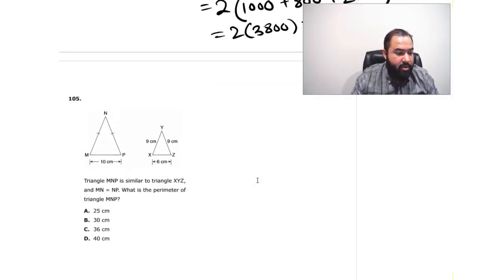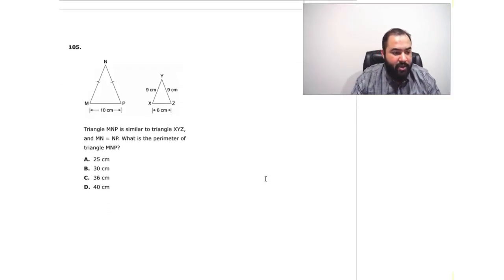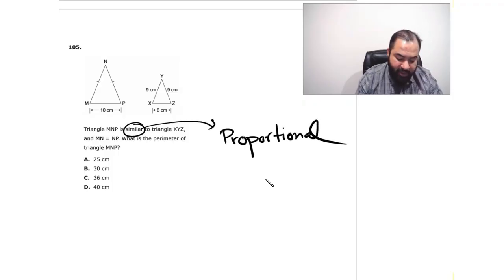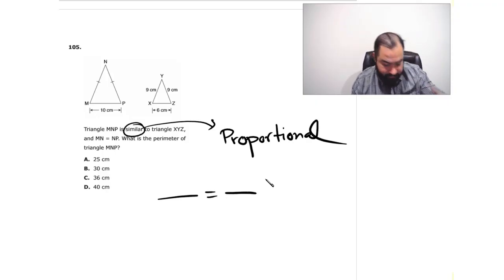So now we have 2 triangles. The triangles MNP and XYZ, right? They're similar. The word similar means proportional. Proportional, right? So we can set up a proportion between two triangles. You'll be like, oh, what do you mean by that?